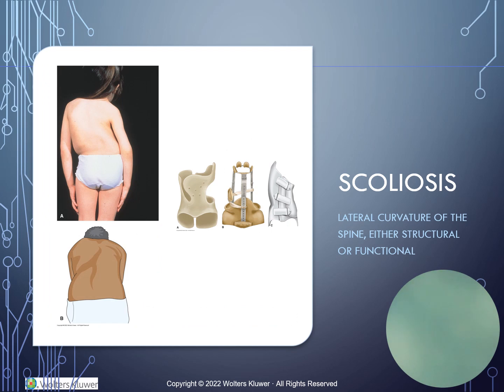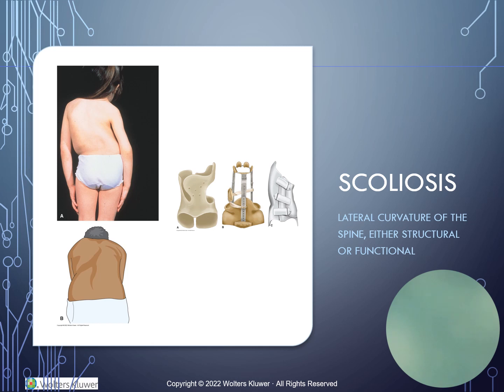Scoliosis. This is the lateral curvature of the spine, and it can be either structural or functional. It will be diagnosed through screening exams, usually beginning by age 10 or older. Scoliosis screening is required by some states in school, around 5th or 6th grade to at least the 8th grade.